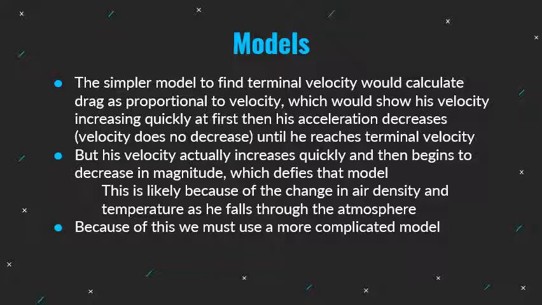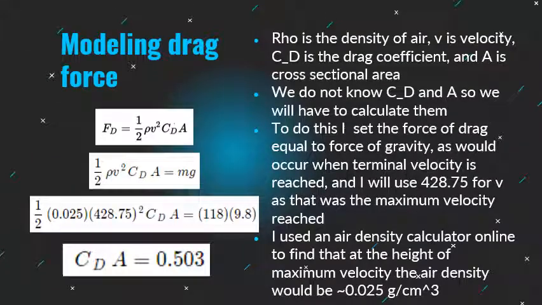But his velocity actually increases quickly and then begins to decrease in magnitude, which defies that model. And this is likely because of the change in air density and temperature as he falls through the atmosphere. Because of this, we must use a more complex model. And here's how I did that.